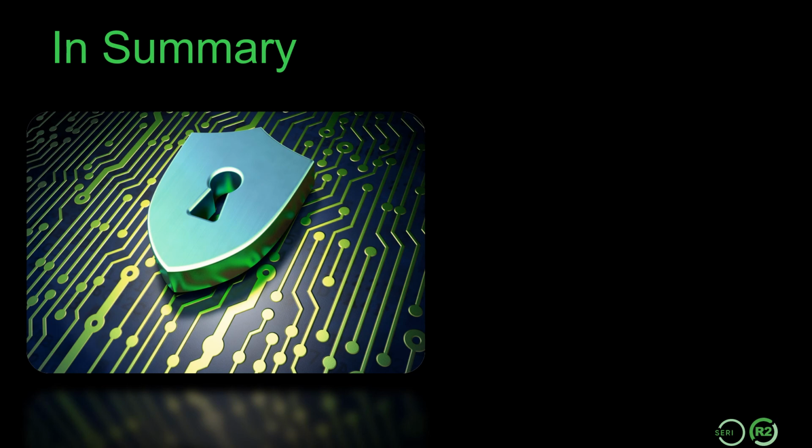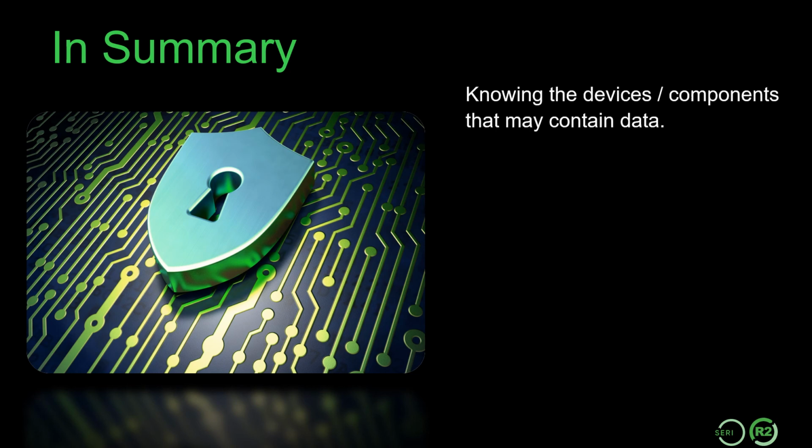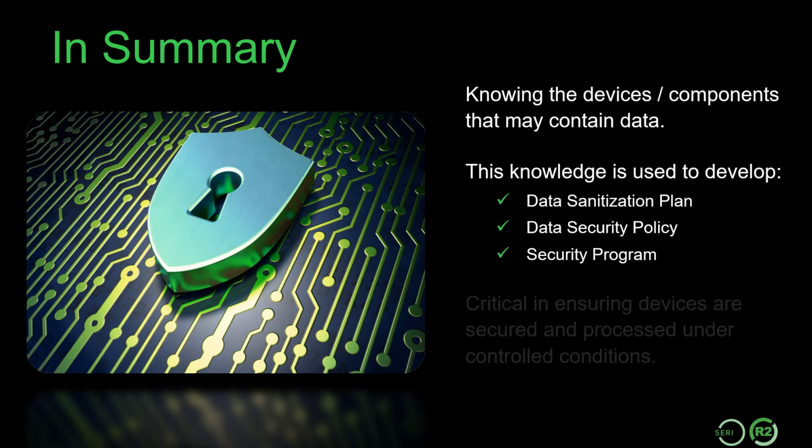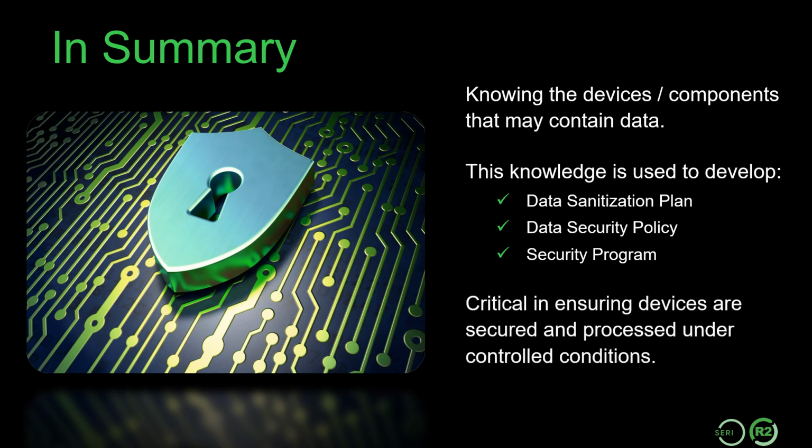Core 7, Data Security, is an integral component of R2v3 and reflects the ever-growing urgency to protect data and mitigate the risk of data breaches. It is imperative that R2 facilities maintain rigor in knowing whether the devices they receive contain data. This knowledge provides the inputs for the data sanitization plan, the data security policy, and the security program that are critical to ensuring that data devices are secured and processed under controlled conditions.